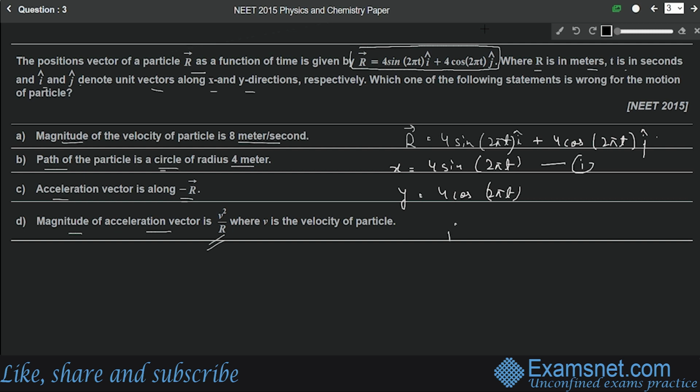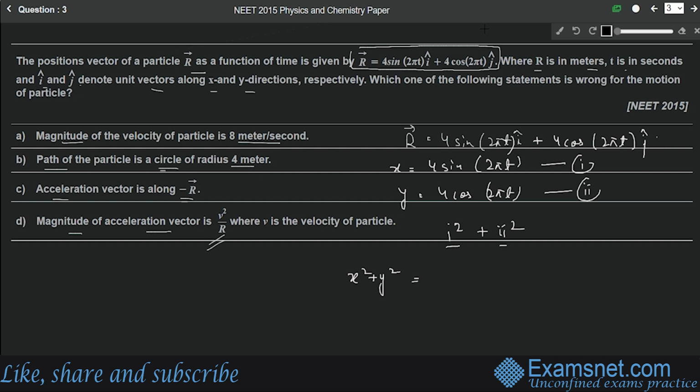If we say this is equation number 1 and this is equation number 2, what will be 1 square plus 2 square? That means we'll find the square of these two and then add them up. That means we have to find out the value of x square plus y square. So this is helpful in making this solution easier.